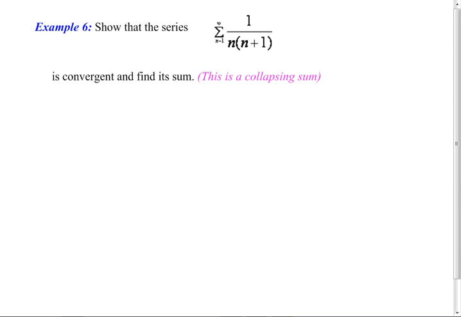Okay, now for the hard part. This is called a collapsing sum. And what you are going to end up finding out is that this will converge. Well, let's show it converges. And let's find the value. Okay. If you don't pay attention, you're going to have some problems here.